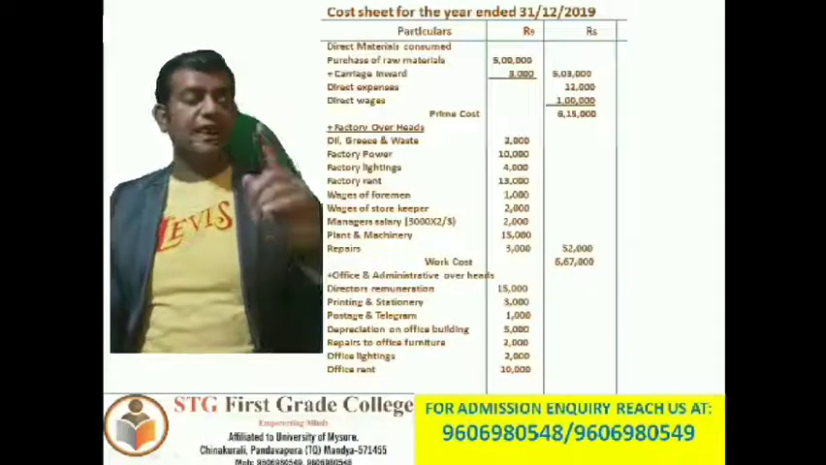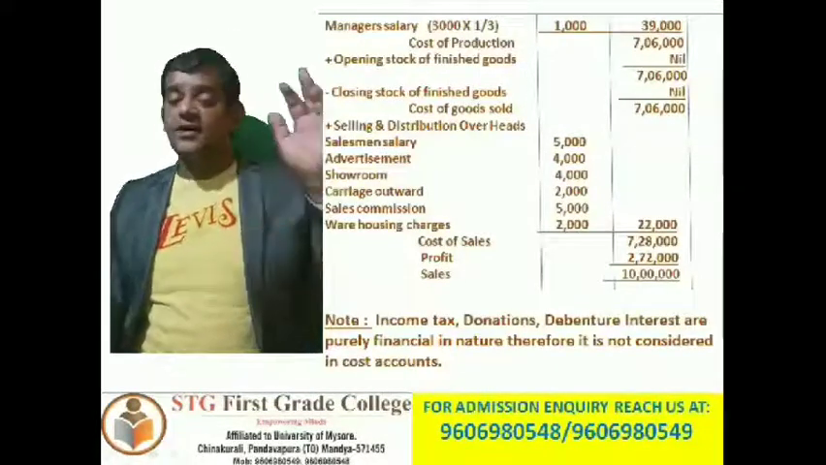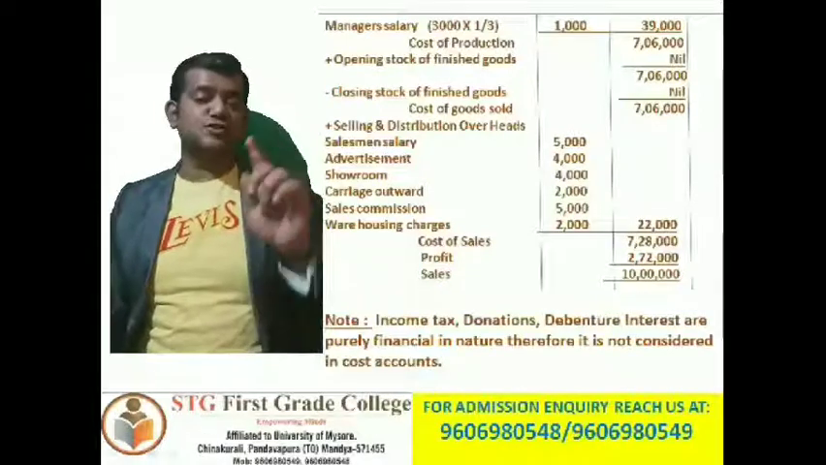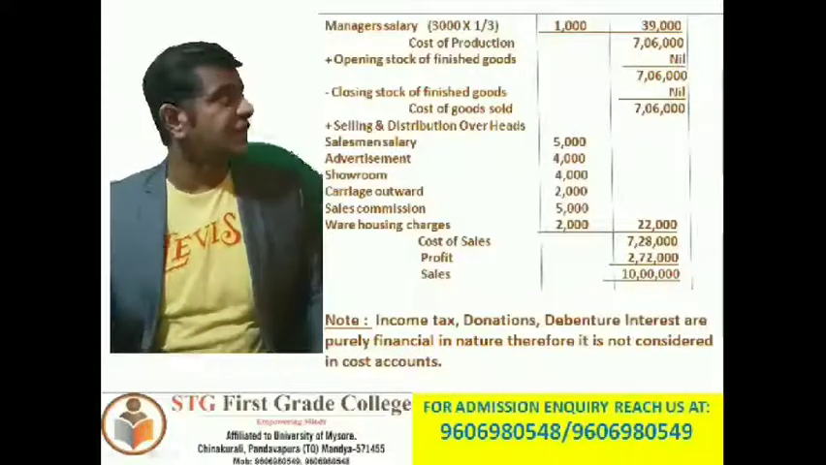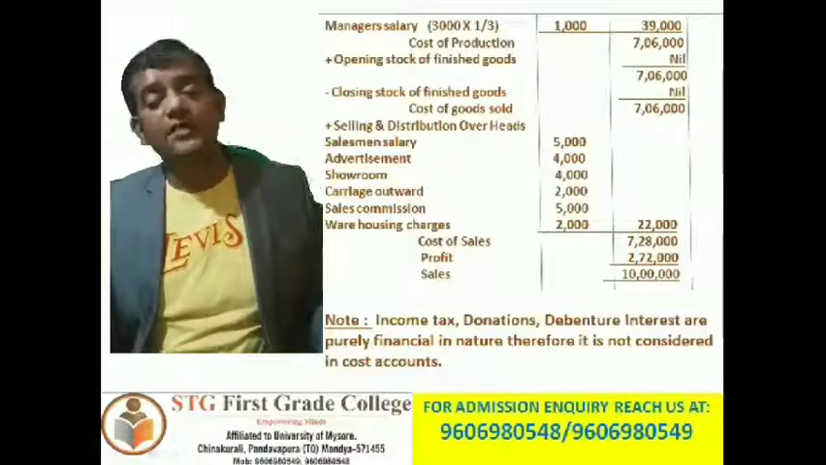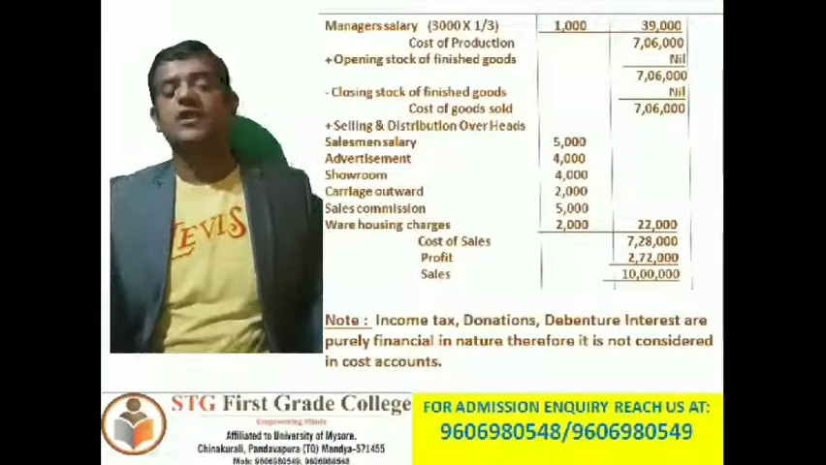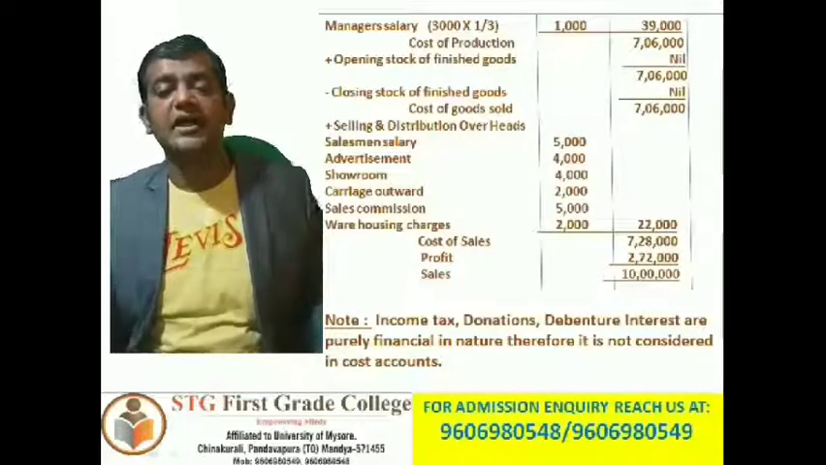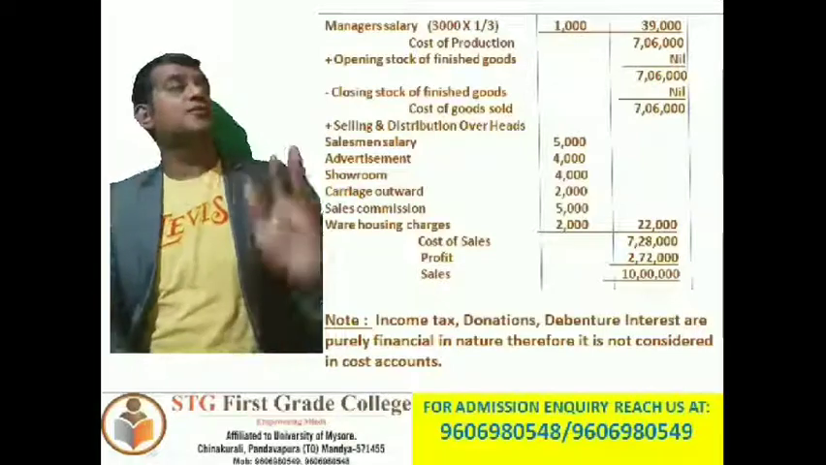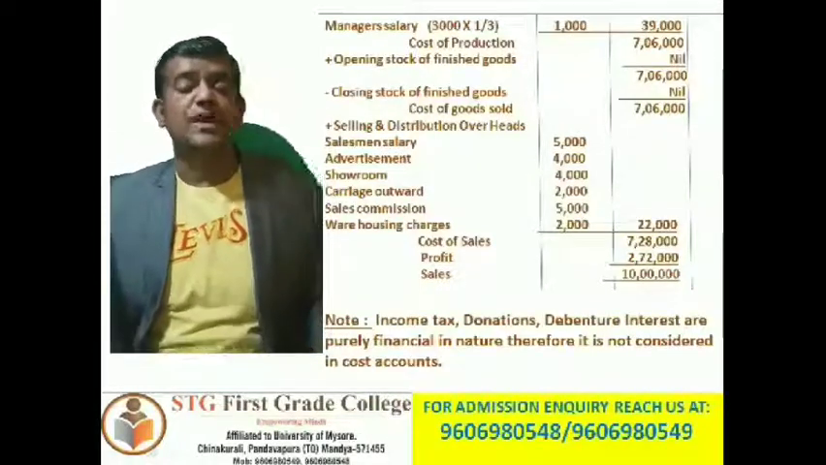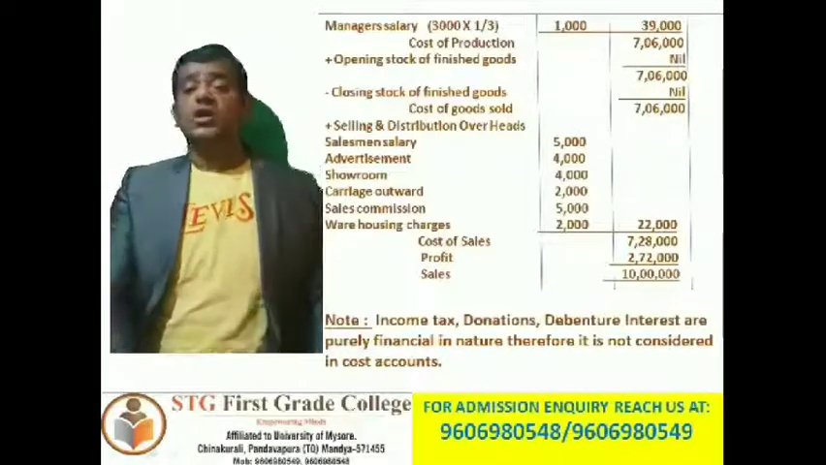Then office rent, that is 10,000 rupees. Last but not the least, manager salary. One-third, as he said in the problem. So 3,000 into 1/3, that is 1,000 in the inner column. Total the entire inner column: 15,000, 3,000, 1,000, 5,000, 2,000, 2,000, 10,000, 1,000. So totally you are going to get 39,000 rupees. Now total the outer column, that was the work cost 6,67,000 plus 39,000. So that comes to 7,06,000 cost of production.